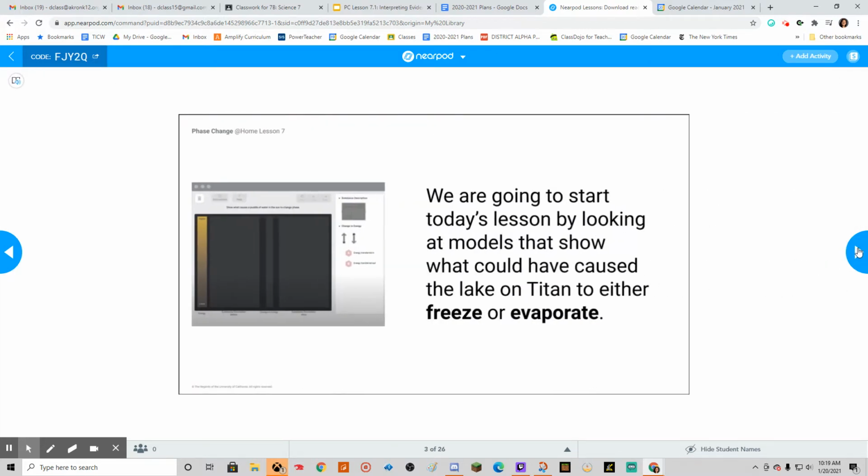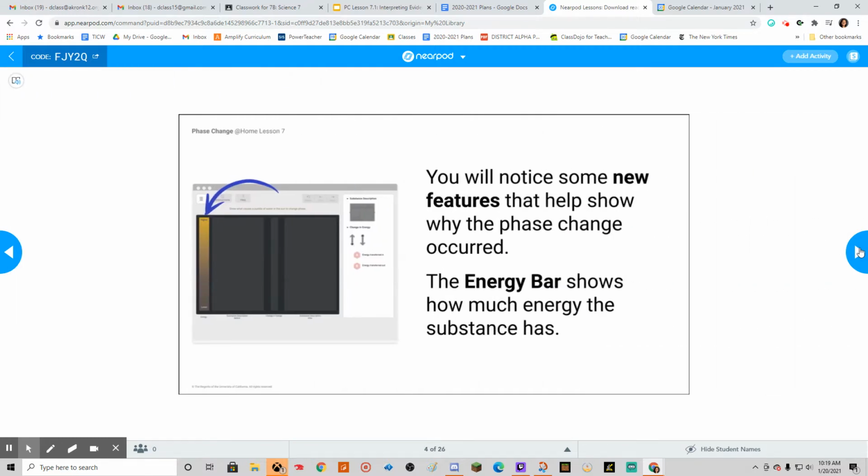So today we're going to start by looking at models that showed what could have caused the lake on Titan to either freeze or evaporate. We have some new features on our models that help show why the phase change occurred. Remember, we learned about the why as far as the energy being transferred in and out, the kinetic energy changing, the freedom of movement. So the energy bar shows how much energy the substance has, and the energy bar is similar to the sim with the color yellow indicating the most energy and gray indicating the lowest energy.